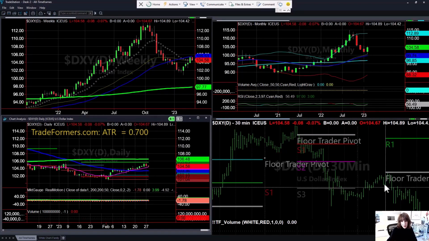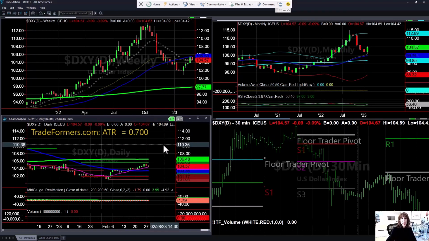This chart here is just basically our pivot chart. We're not really necessarily going to pay much attention to that. But this is important to keep in mind as we go now and look at some of the other charts.